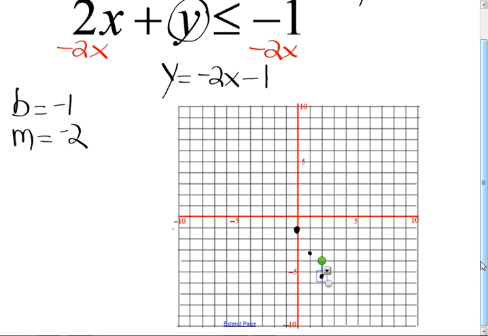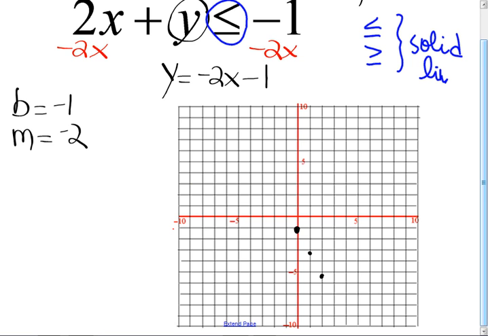It's close enough. Now, do I get to include the line or is it a dotted line? David, which is it? It's less than or equal to. What's less than or equal to and greater than or equal to? This is a solid line, because it's greater than or equal to. So I can use it. Okay, Emma and Jake. So it's this.